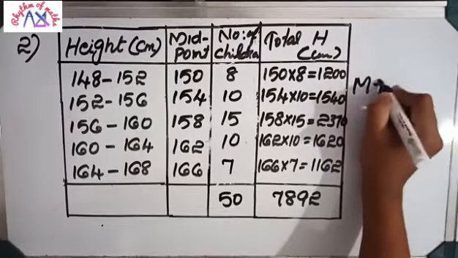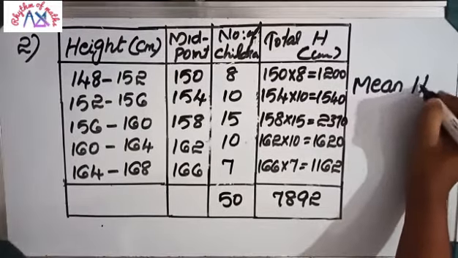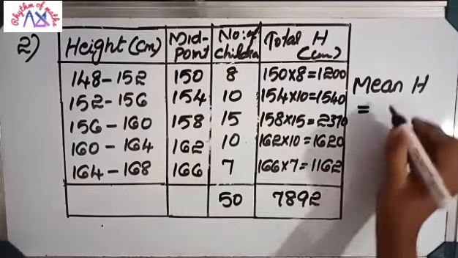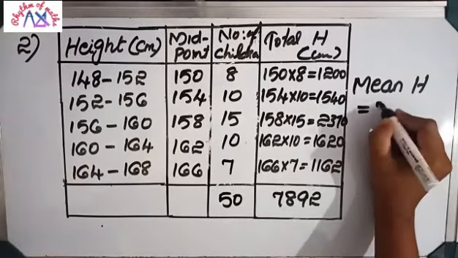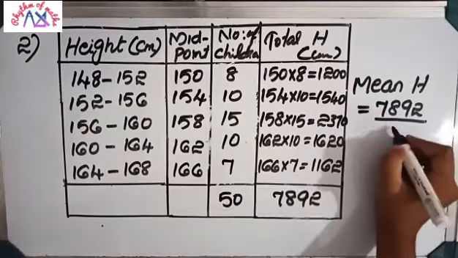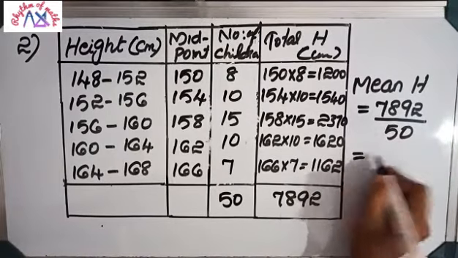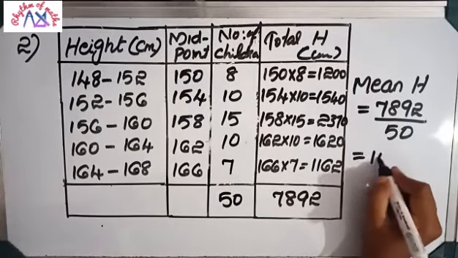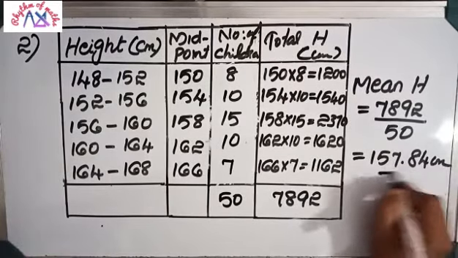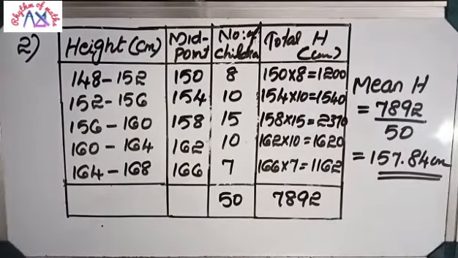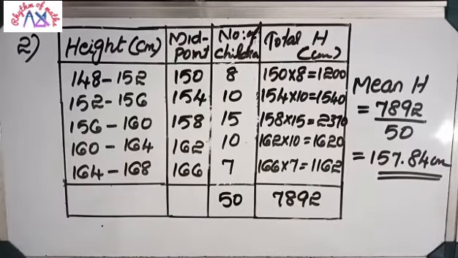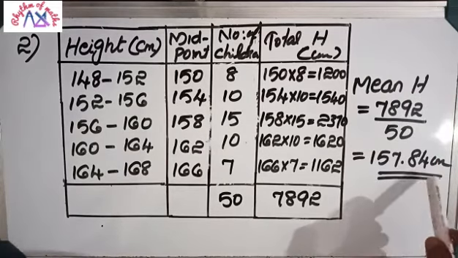Now to find the mean height: mean height equals total height divided by number of students. Your total height is 7892, divided by the total number of students, which is 50. When you divide this, we get the answer 157.84 centimeter. So 157.84 is the mean height of this particular data.